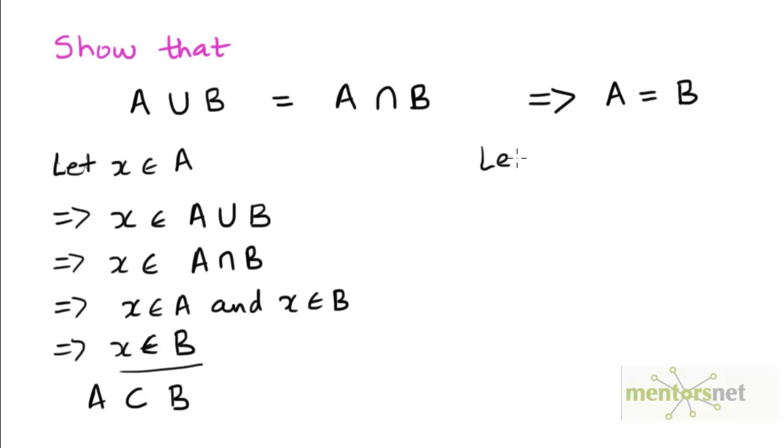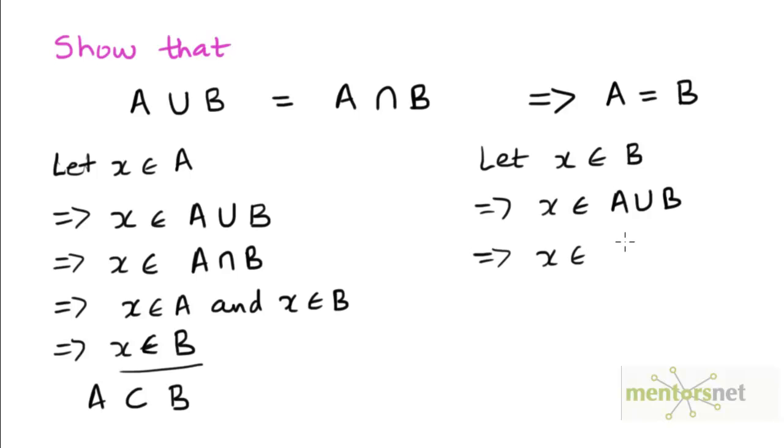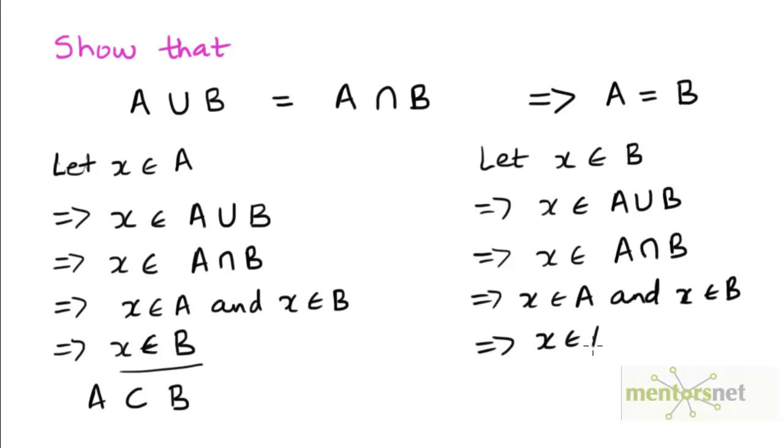Now we have to take an arbitrary element from the set B and show that it belongs to A. So if X belongs to B, X will clearly belong to the union of B and A. And because A union B is given to be equal to A intersection B, X will belong to A intersection B. This means X belongs to both A and B. So X clearly belongs to A. Since an arbitrary element of the set B belongs to the set A, it follows from this that the set B is a subset of A. And because A is a subset of B and B is a subset of A, A must be equal to B.